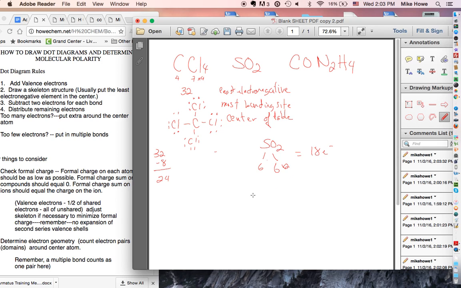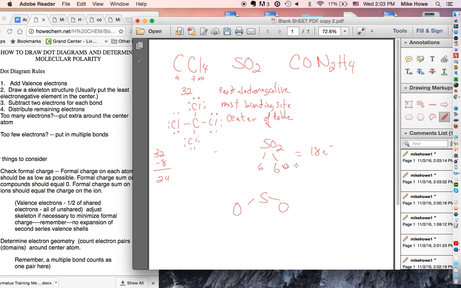So what goes in the middle? Well, they both have the same number of bonding sites. Sulfur is maybe a little closer to the center of the table, and sulfur is the least electronegative. So by rule number 1 and number 3, that puts sulfur in the middle. So you do this. Now I'm going to draw this a little bit at an angle like this for a reason you're going to see in a minute.